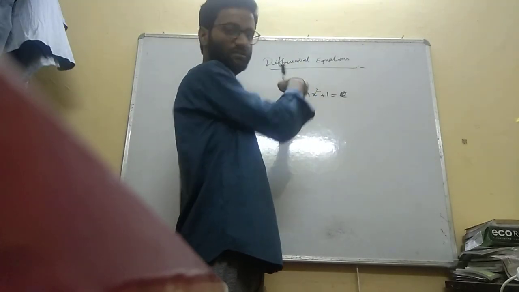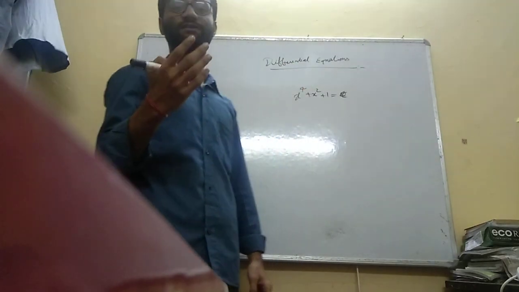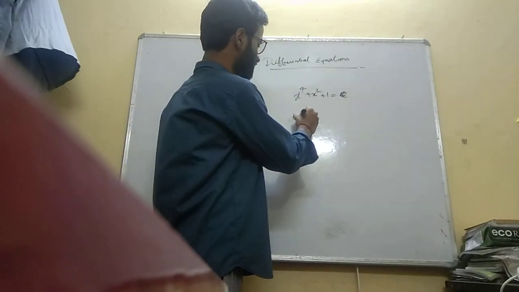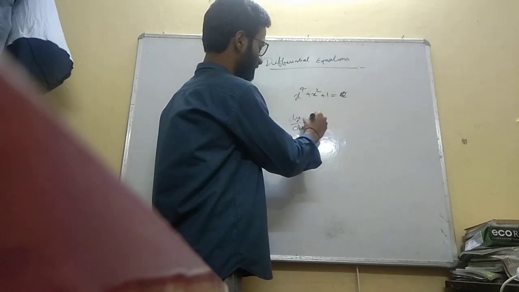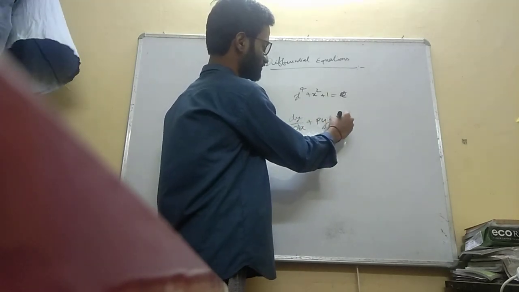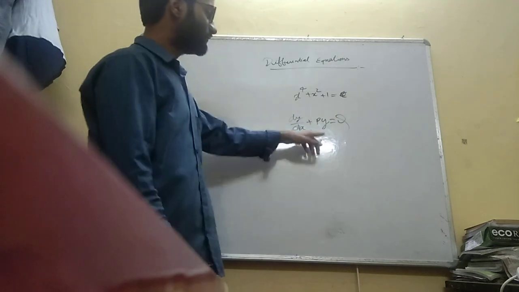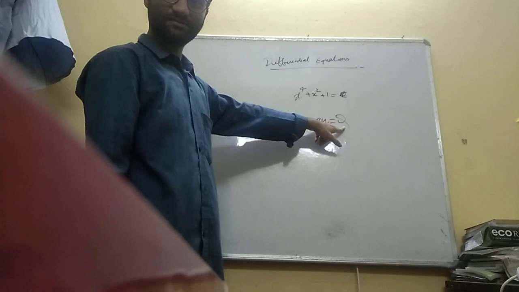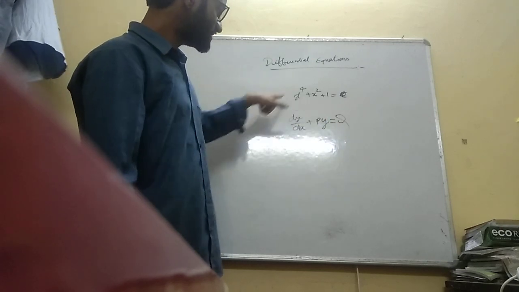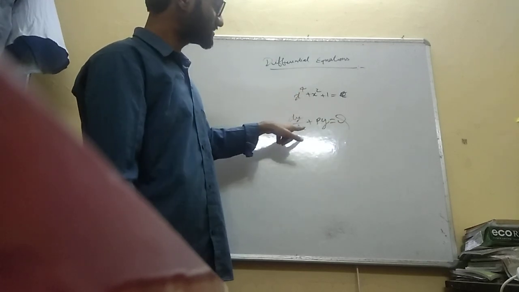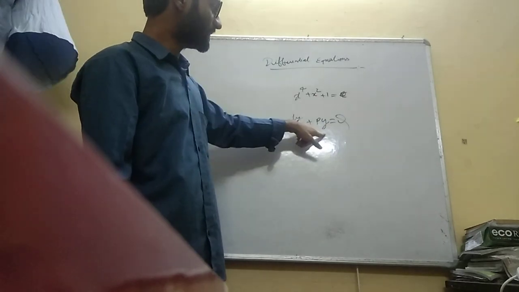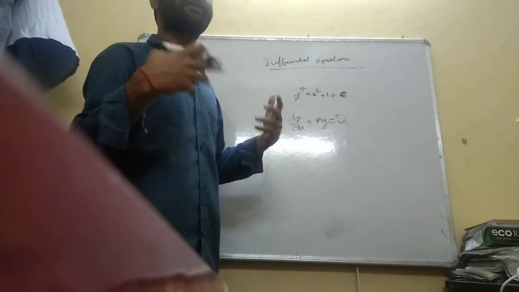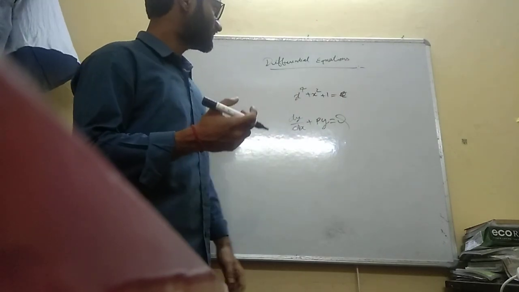It contains the differentiation of the dependent variable with respect to the independent variable. For example, dy by dx plus py is equal to q, where p and q are functions of x. We can say this is a differential equation because it contains dy by dx, y, and p and q in the form of x. We can have a function of x or any constant. So this is a differential equation.